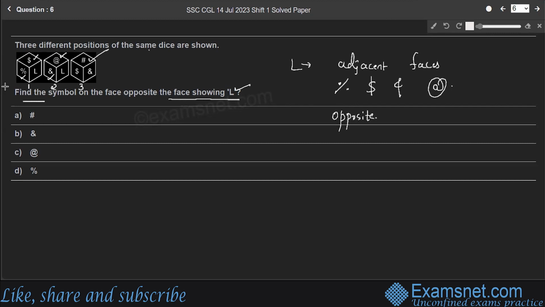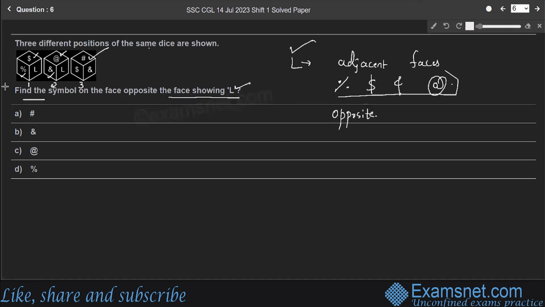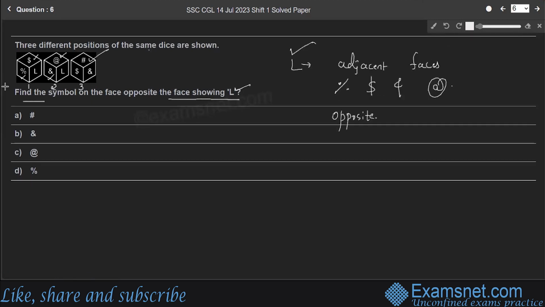Because a dice has 6 faces, in which L is one of the faces and the remaining faces are its adjacent faces. Remaining 4 faces are, right? So therefore, the last one will be the opposite face of L, which is hash. Therefore, option A is the right answer.